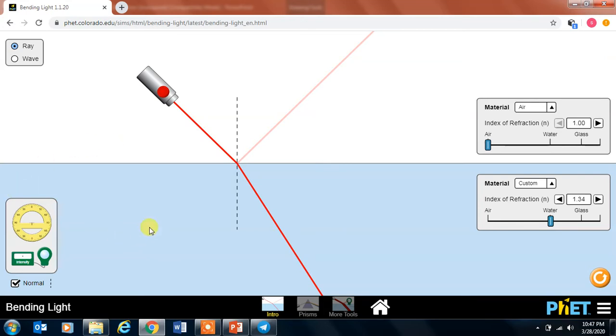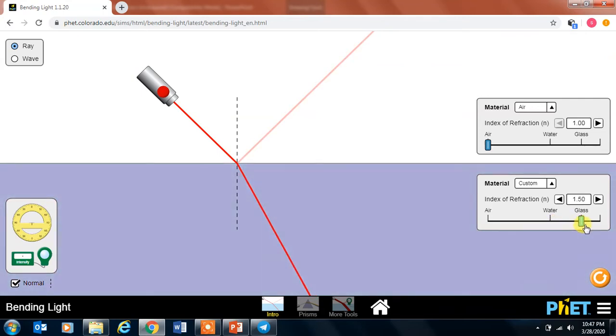Okay, so here if I, for example, make the other medium glass, the refraction will be more. See why? Because the light in glass is slower than the light in water. In glass, the particles are closer to each other. The particles are closer, therefore it's a more dense material, therefore for sure the light will slow down more. Okay, so this is the refraction. We talked about it the previous time.